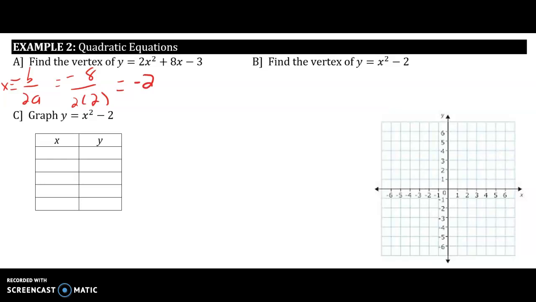We have to plug in to find the y. So y equals 2 times negative 2 squared plus 8 times negative 2 minus 3. From here, 2 squared is 4, so that's 8, plus 16, minus 3. So what does that turn out to be? 24 minus 3 is 21. So the coordinate of our vertex is negative 2, 21.